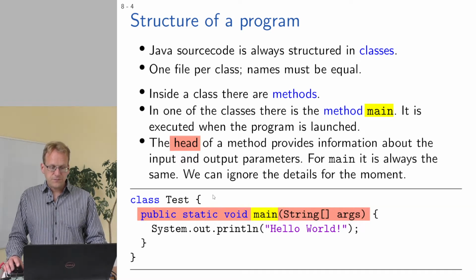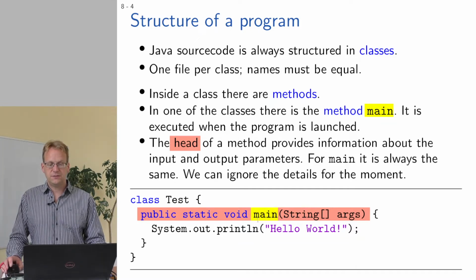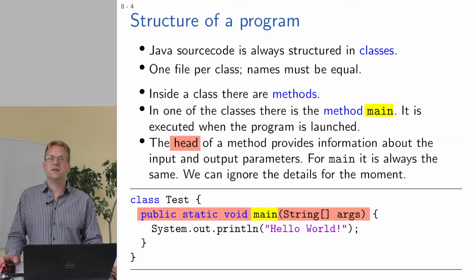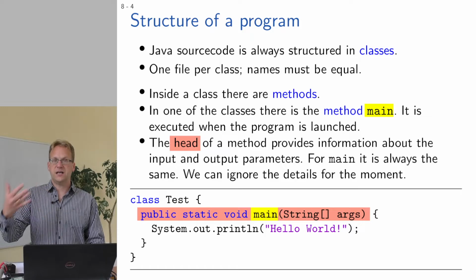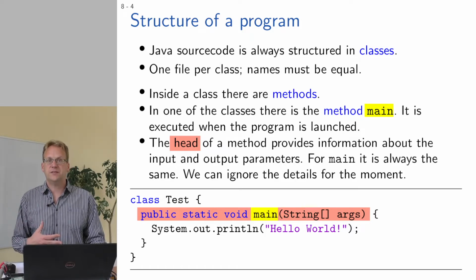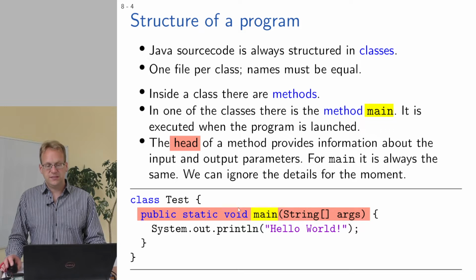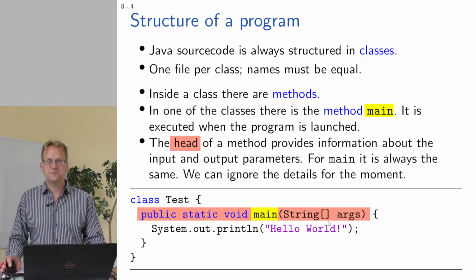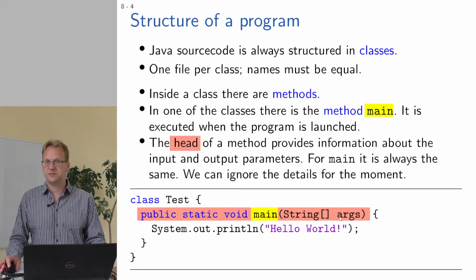Well, then you see here in red, that's the method head. Public static void main, String args. In general, this method head is telling us about the arguments that you need to provide to this method and the output that you get from this method. So that is in principle what this method head is representing. For the moment, however, we don't need to look at the details here. For main, it's actually always the same, so you can just learn this or use this as a blueprint and copy-paste this into your own source code.